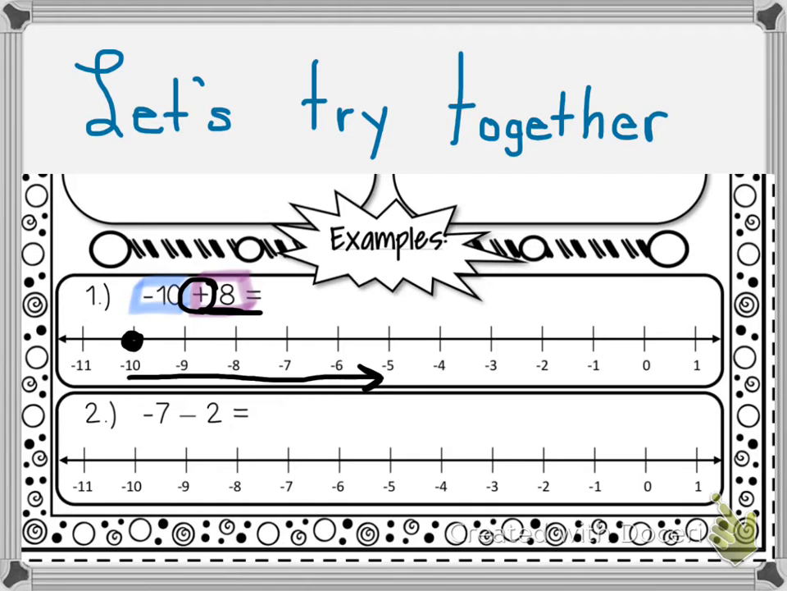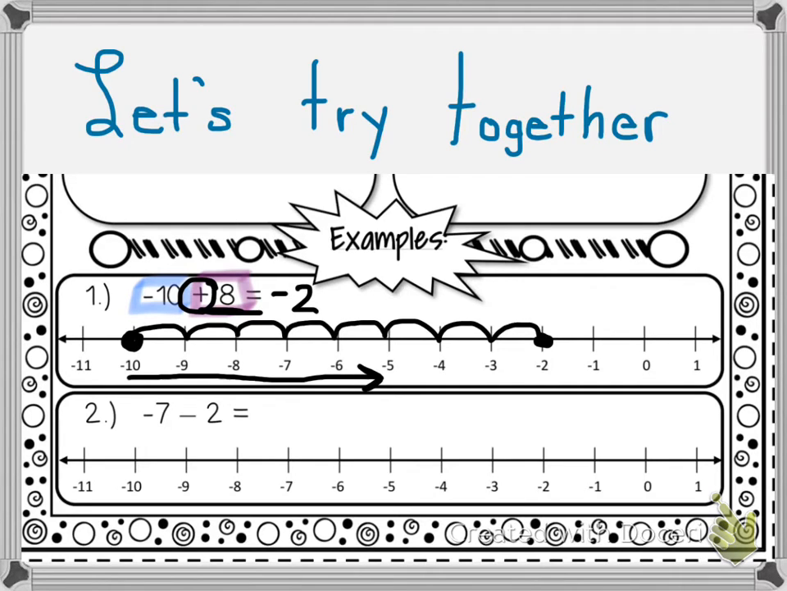So I'm going to draw little bumps on my number line to represent how many times I'm moving. I start at negative 10, that's my starting number, and I move 8 to the right. 1, 2, 3, 4, 5, 6, 7, 8. So my end point is at negative 2. Negative 10 plus 8 equals negative 2.